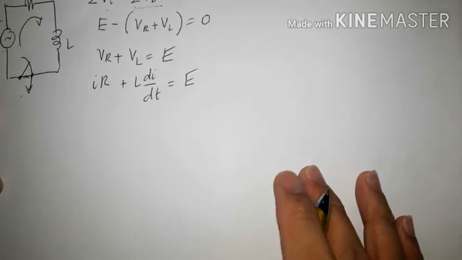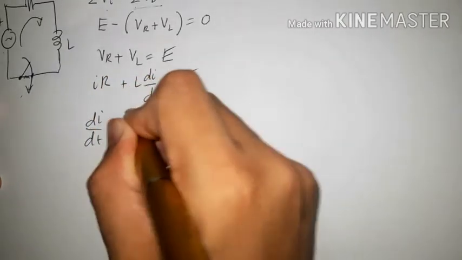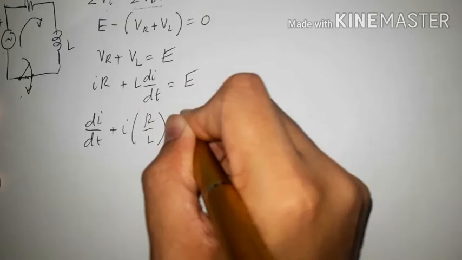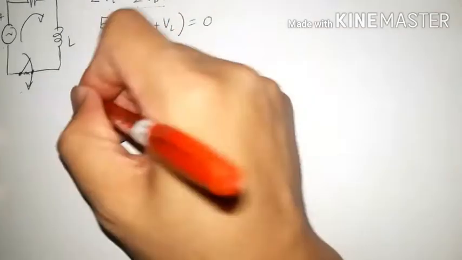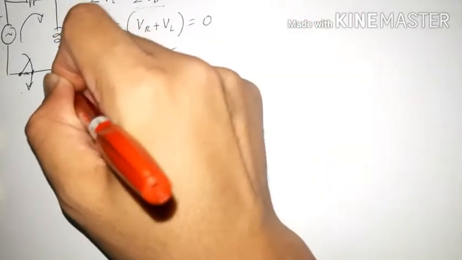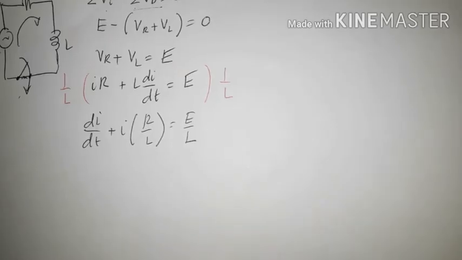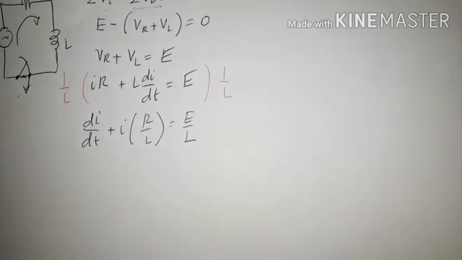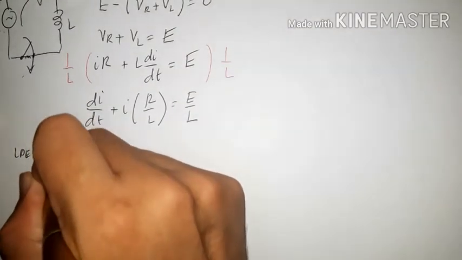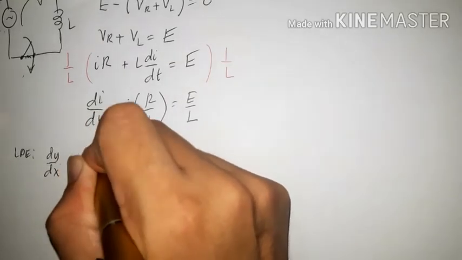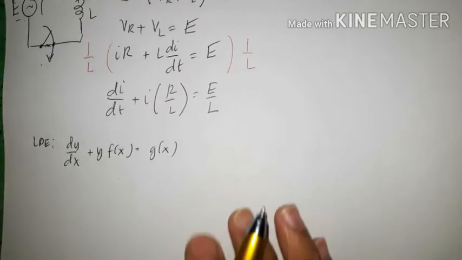So rearranging by dividing that all by L, this gives you di/dt plus I multiplied by R over L is equal to E over L. So what I did is divide it by L and then rearrange accordingly to the form of a linear differential equation. So if you remember, LDE: dy/dx plus y times a function of x is equal to a function of x. Recall, linear differential equation.